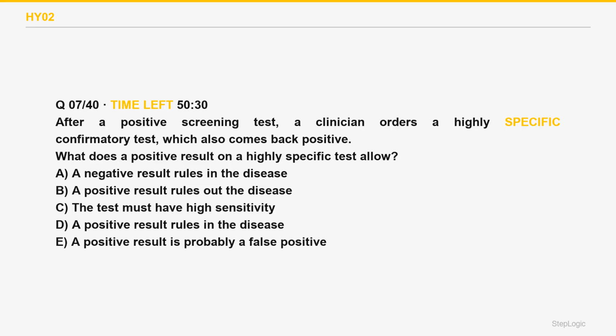What does a positive result on a highly specific test allow? After a positive screening test, a clinician orders a highly specific confirmatory test, which also comes back positive. Read the command: what a positive, highly specific test does. A specific test that is positive rules the disease in.